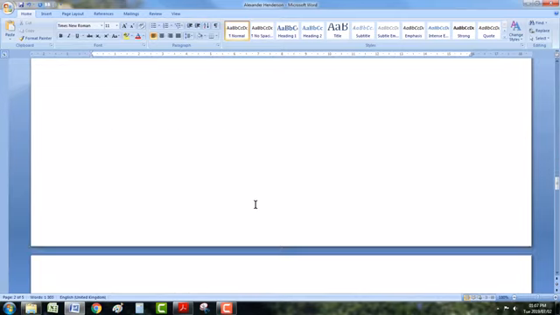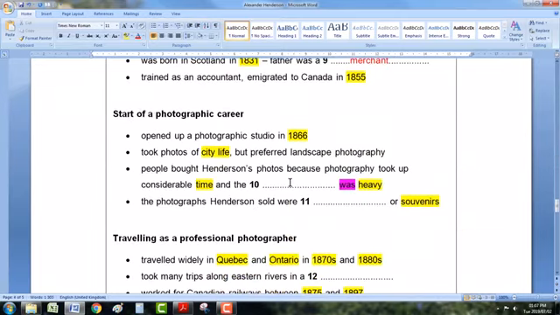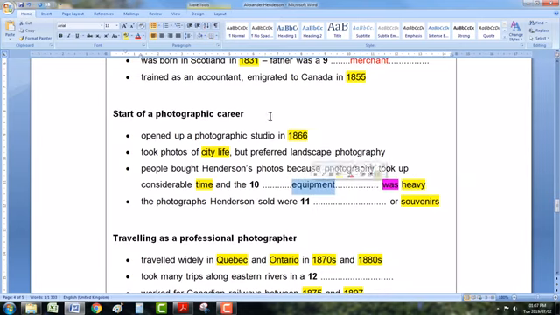So it must be equipment. I think if you found the correct sentence, if you found time, then you would have found the correct sentence. A little bit of extra scanning there. It was useful to find souvenirs at the same time. The photographs he sold were something or souvenirs.